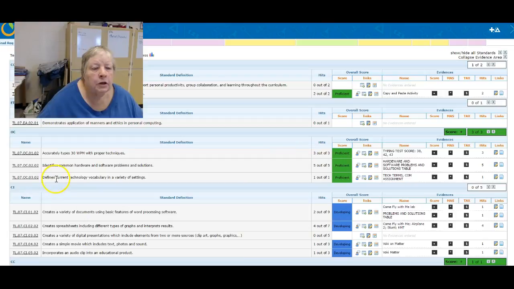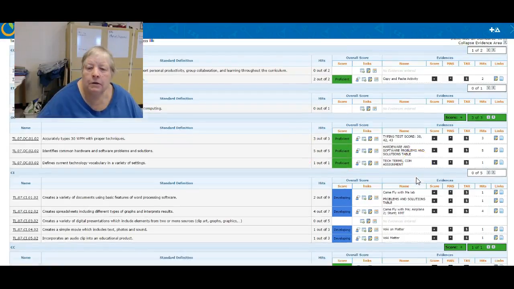The next one, which is defines current technology, is a standard where the student is looking at new vocabulary and learning some new words and that kind of thing. For computing, we go to a place called techterms.com, look up 20 different terms, and there are literally probably millions of terms there. And they choose any 20, they define it, they use it in a sentence. So that should be finished, that we had an assignment to do that.